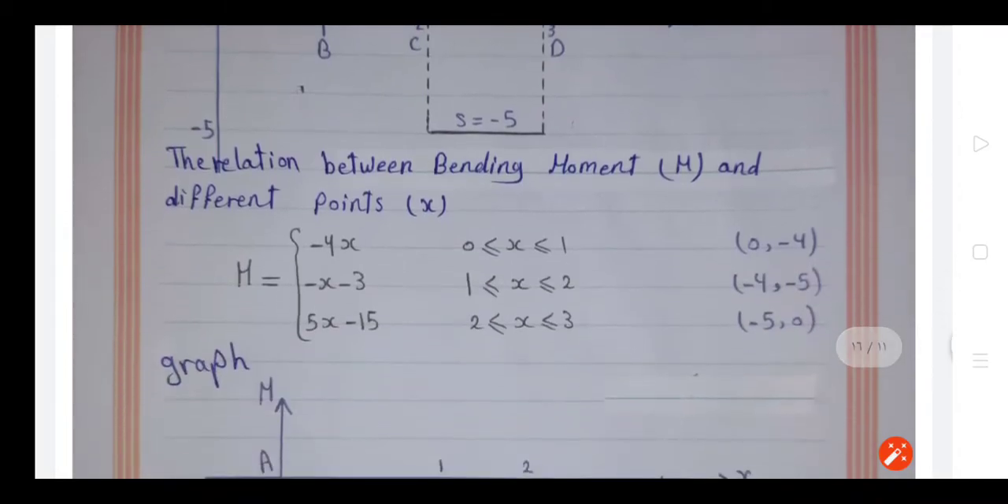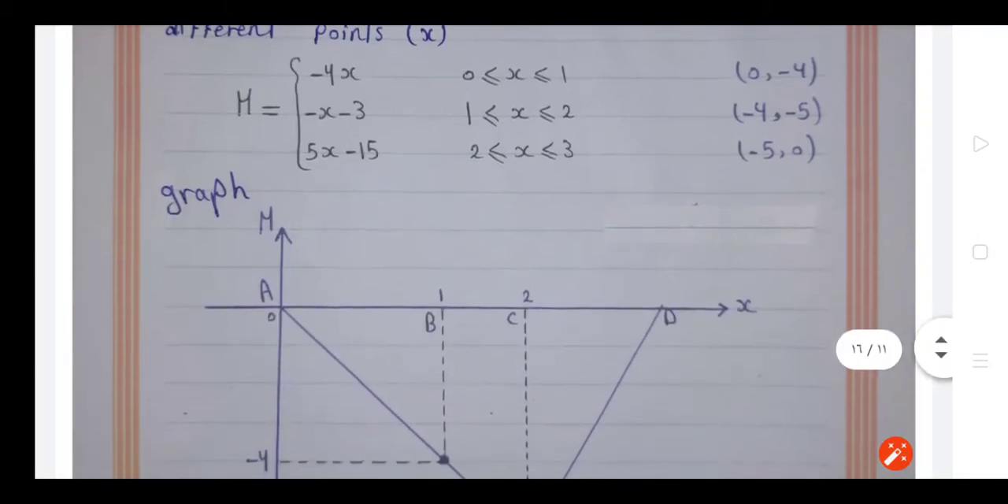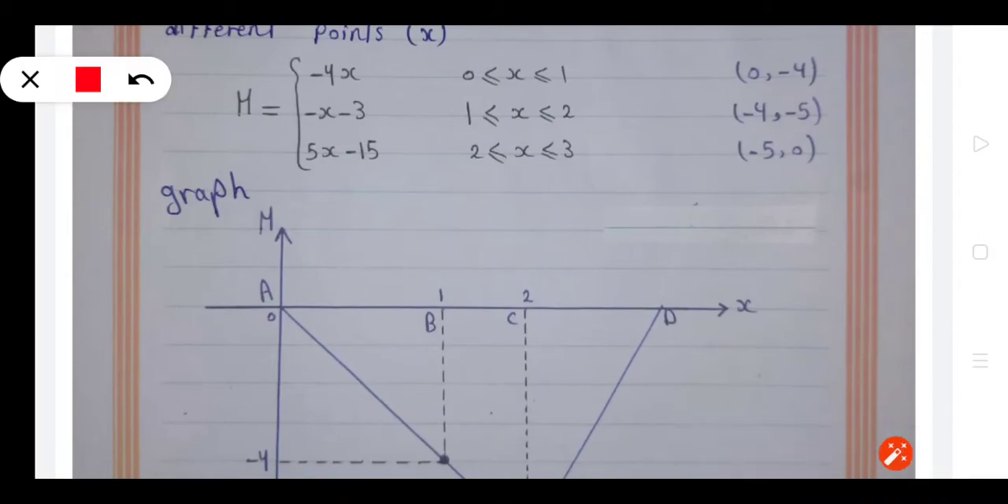Let us write the relation between bending moment M and different points x. The relation between M1, M2, M3 we have before: M1 is negative 4x, M2 is negative x minus 3, and M3 is 5x minus 15.